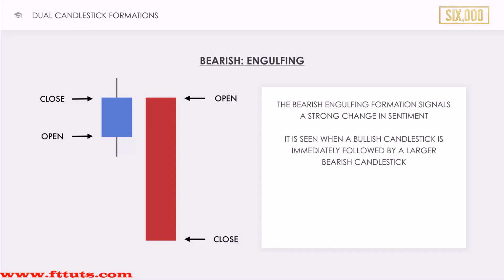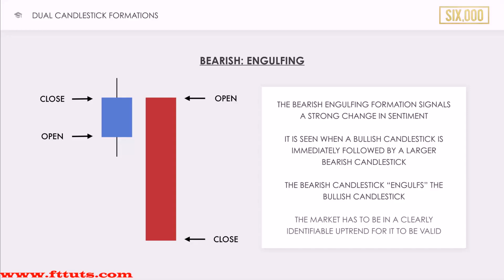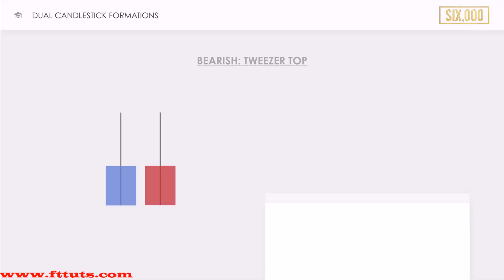It is seen when a bullish candlestick is immediately followed by a larger bearish candlestick. So you can see we've got a small bullish candlestick followed by a much larger bearish candlestick. Now, the bearish candlestick totally engulfs the bullish candlestick. So again, it's typically 3 times the size of the blue candlestick. So the red candlestick, the bearish candlestick, is typically 3 times the size. And the market has to be in a clearly identifiable uptrend for it to be valid. So again, this typically forms at the top of an uptrend. Now on to our final formation for the dual candlesticks.